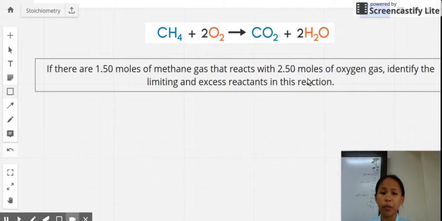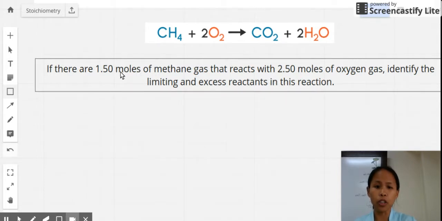Identify in these particular values what is the limiting and what is the excess reactant. Now, you would expect that there will be two sets of solutions for this, because you need to compare which of the two quantities will produce the lesser amount of product, which I'm going to show you. But how do we approach this problem now? We need to approach it using a certain conversion that we've learned before.